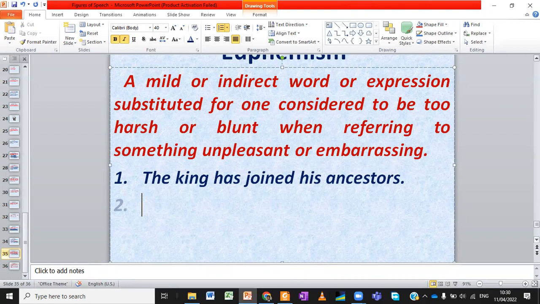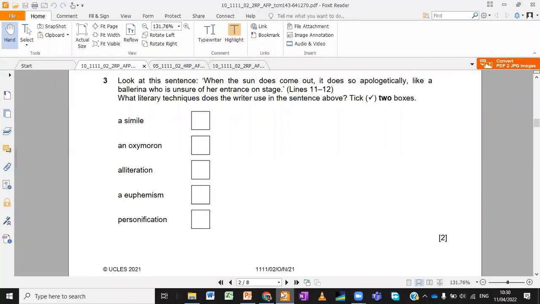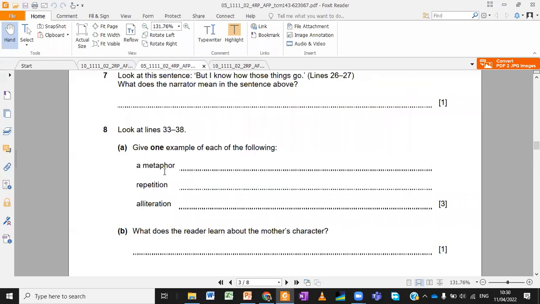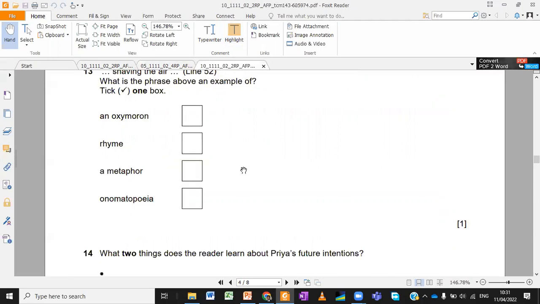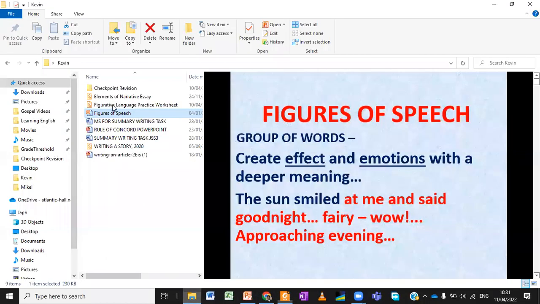Now, the king has joined his ancestors. It's lighter than the king is dead, because that is more painful. So if you go through the figures of speech mentioned, we have discussed simile, oxymoron, alliteration, euphemism, personification, metaphor. Repetition simply means repeating the same words, okay? Then let's look at this. Oxymoron, metaphor. You see, practically we have treated the main figures of speech that I will ask you in checkpoints, okay? So let's do a little exercise on figures of speech.